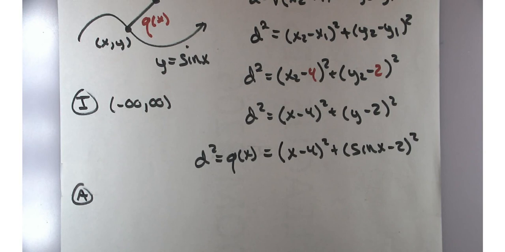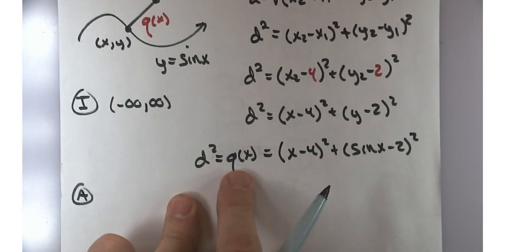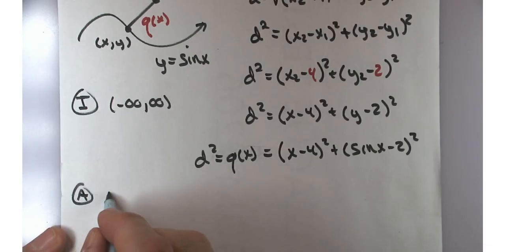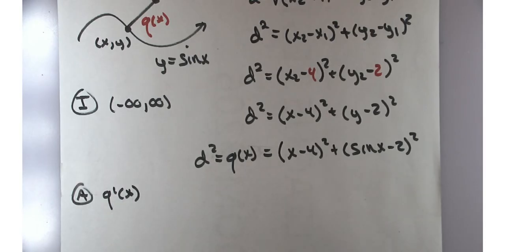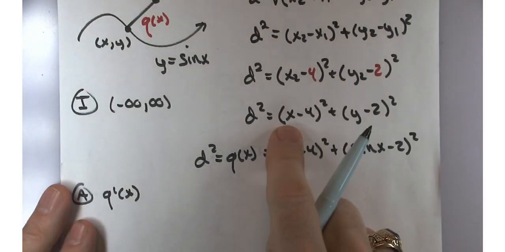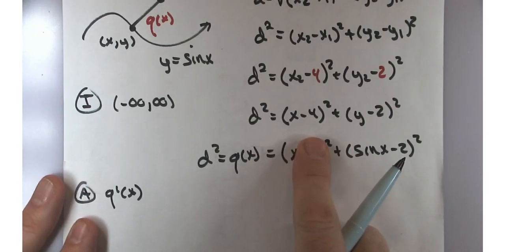So it says d squared. Do we still have to square something? No, I just relabeled d squared as q of x. So what I'm going to do is find q prime of x. I didn't want to deal with d by dx of the square root. We squared that relationship to get rid of the square root. That makes it easier to differentiate and easier to work with this function.